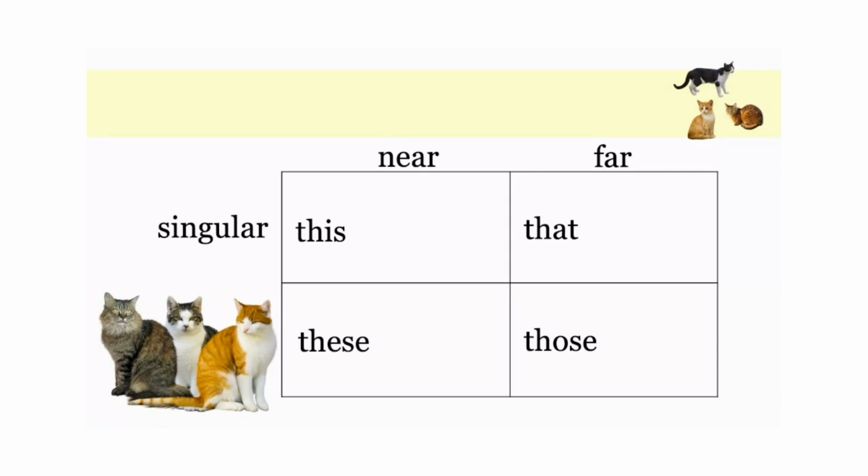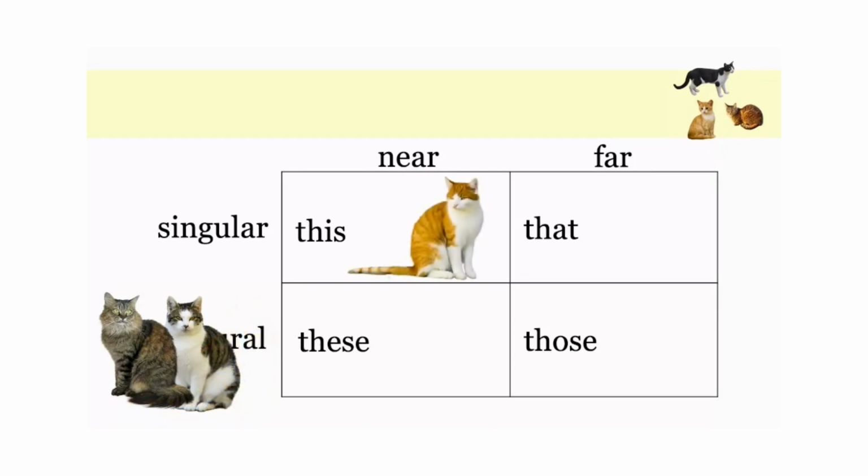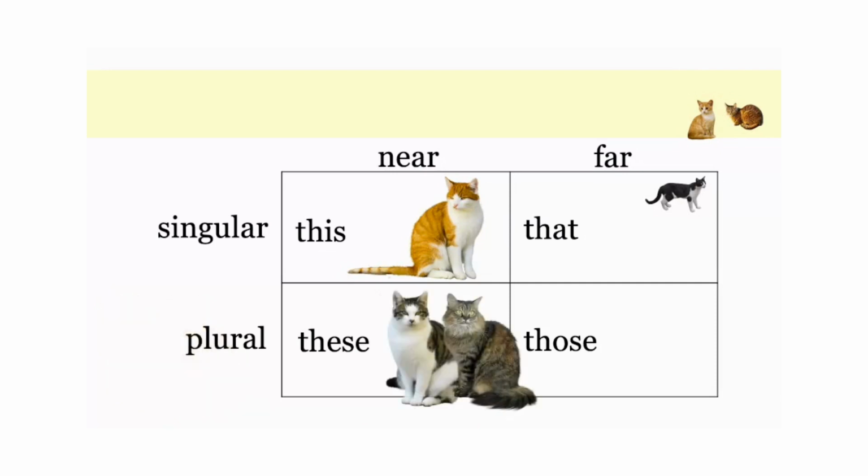We have some cats that are near and some cats that are far in the corner. Okay, this cat is near and there's only one, it's singular. That cat is far, but there's only one, it's singular. These cats are near and they're two, so it's plural. And those cats are far, plural and far.